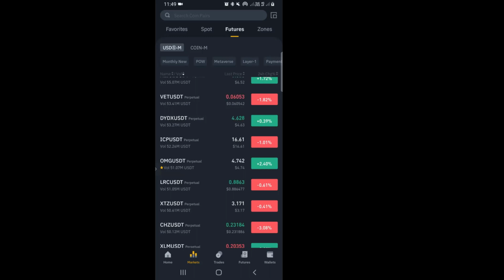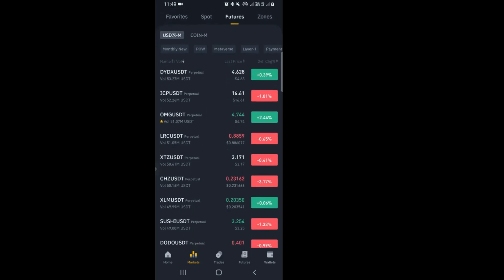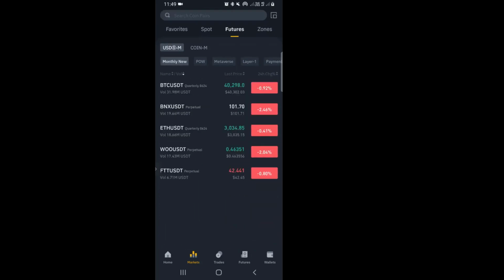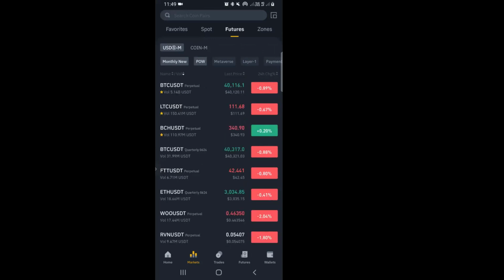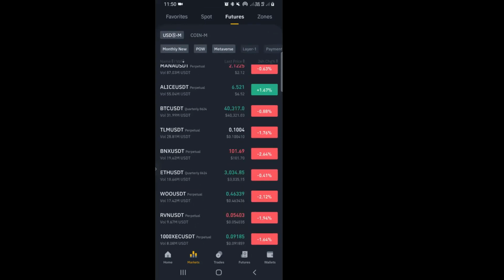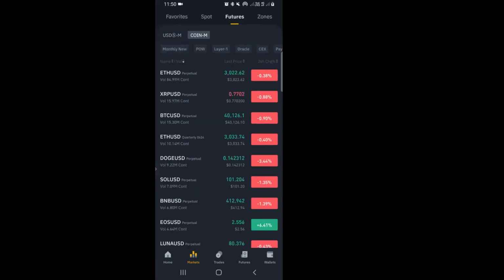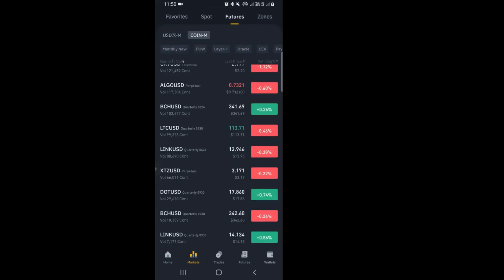So here, you can see they now categorize the USD market into newly listed, monthly new all-time highs and other stuff. And then we have metaverse coins. If you want to trade metaverse coins, GMT and Gala and all, these are metaverse coins. So pure metaverse coins are here. And then we have layer one. If you look at the complete market without segregating it, you will see it's very little.